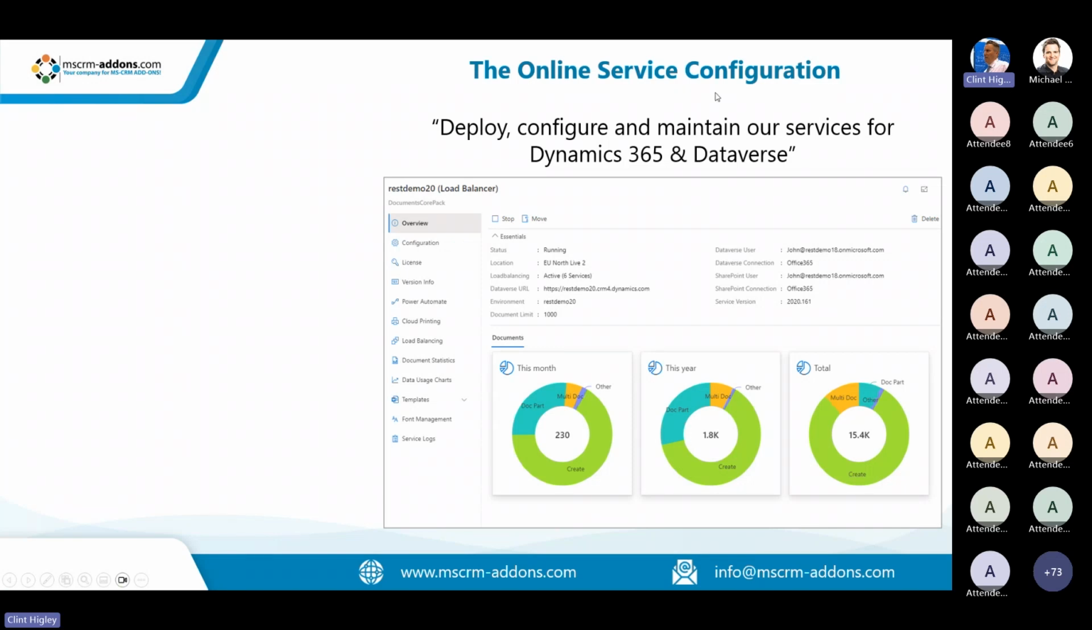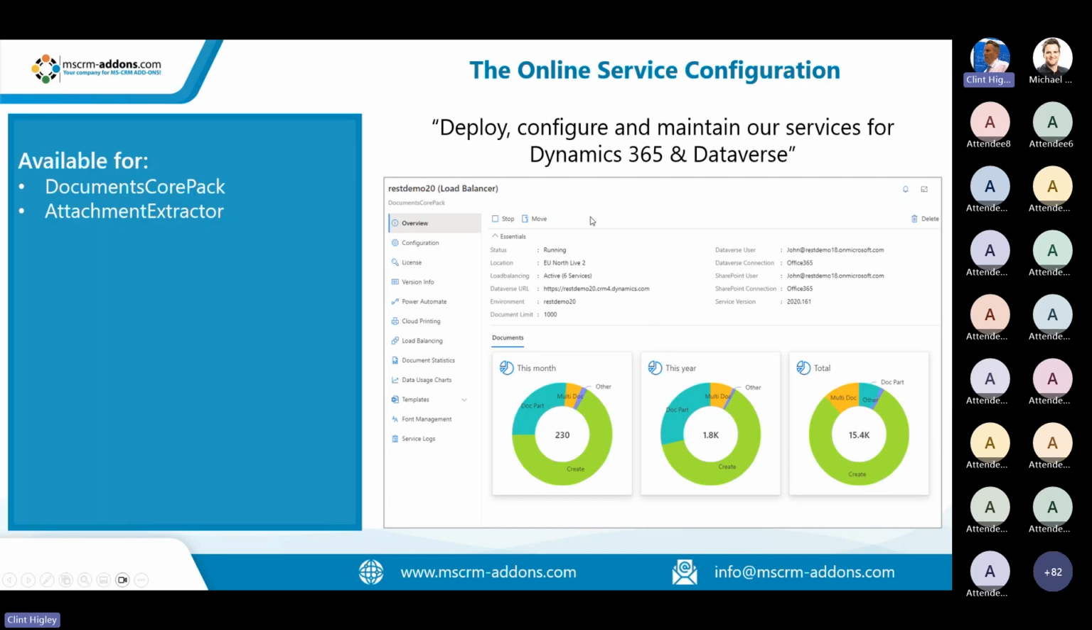So the online service configuration, basically what it is, we're able to deploy, configure, and maintain our services for Dynamics 365 and Dataverse. The way that we had it before felt a little bit clunky. We wanted to make this a lot simpler, easier for you to deploy and configure, and also to see some things that weren't available to you before. So this is available for DocumentsCorePack and Attachment Extractor.